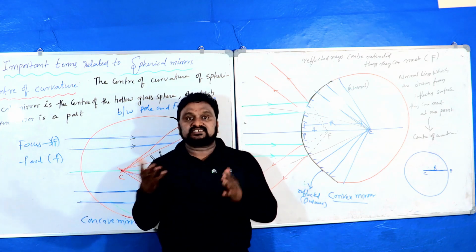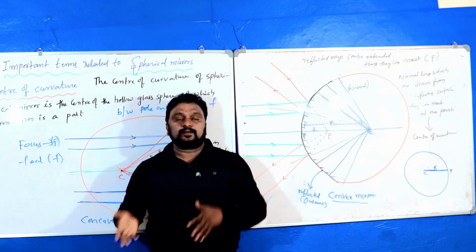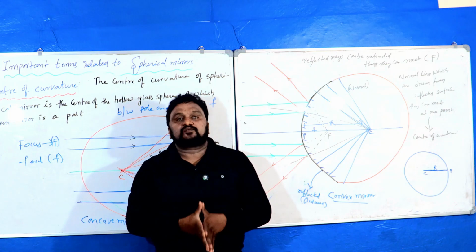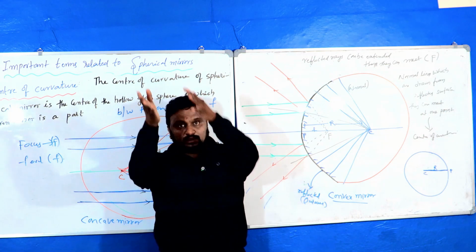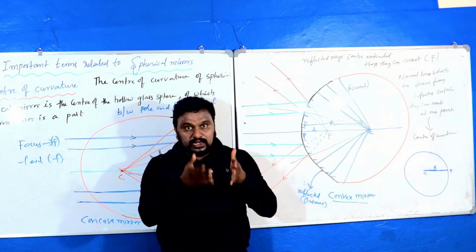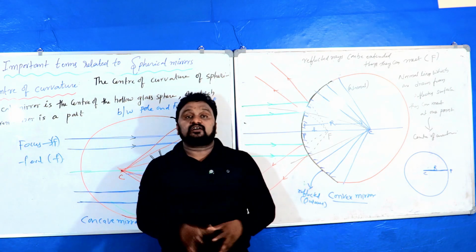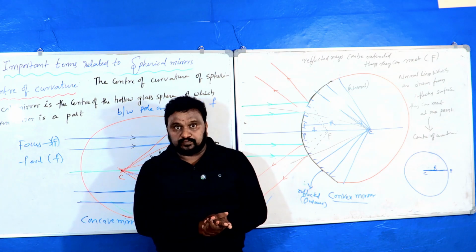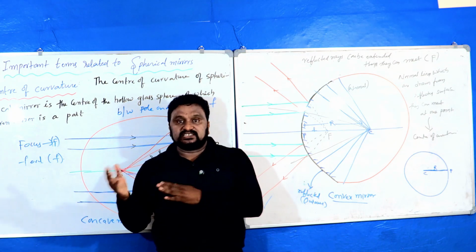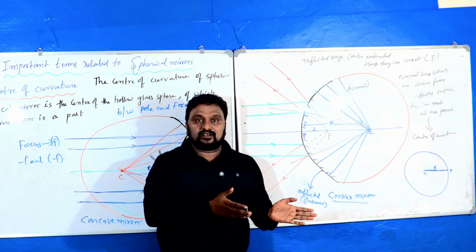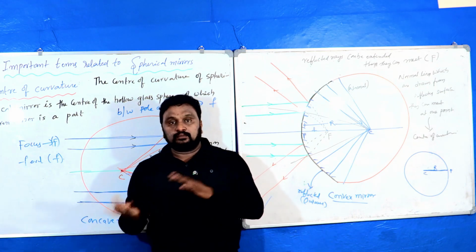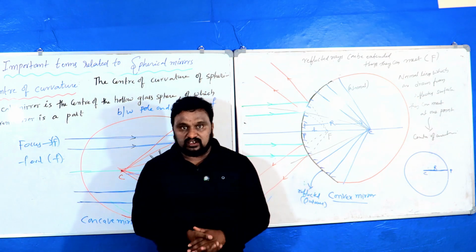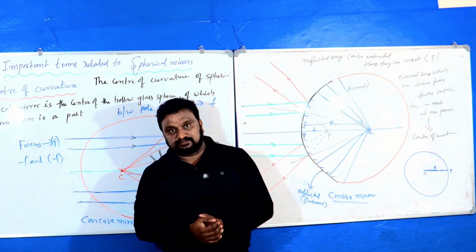But in this case, center of curvature can be defined as the point where the normal lines drawn from the reflected surface meet at one particular point on the principal axis. That we call center of curvature. And what is focal length? The distance between the pole to focus is what we call focal length. And what is radius of curvature? Distance from pole to the center of curvature is what we call radius of curvature.